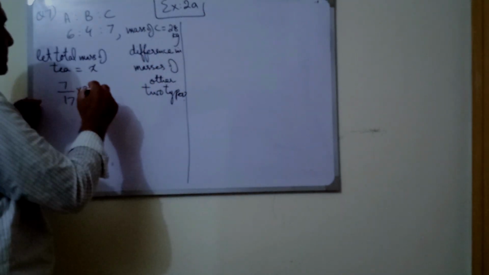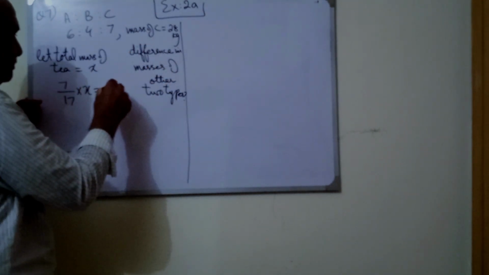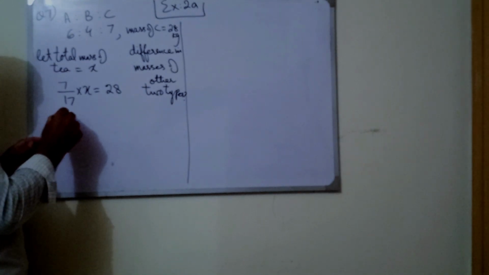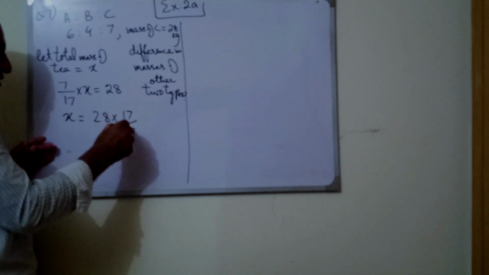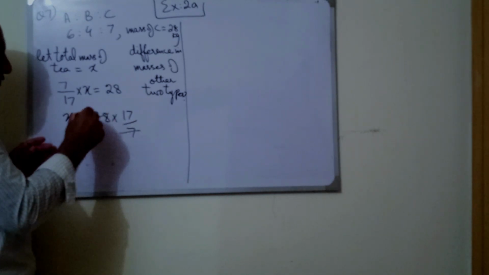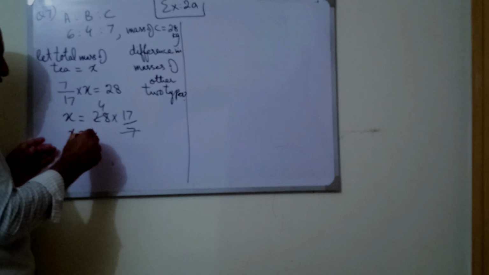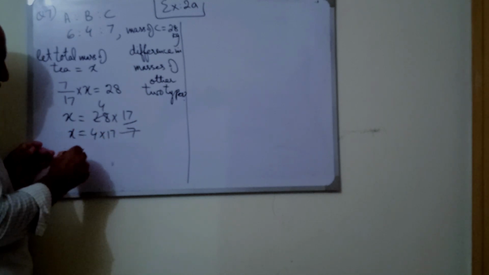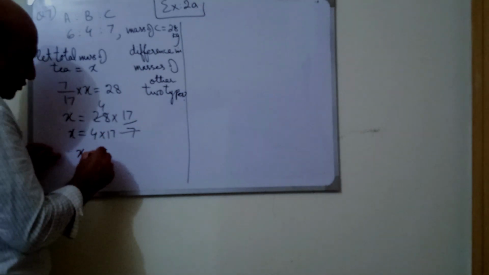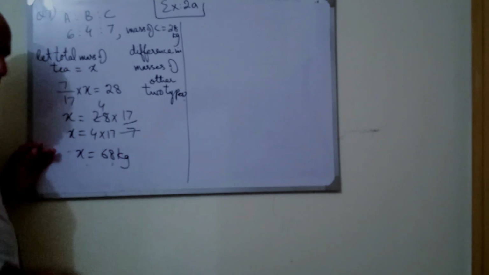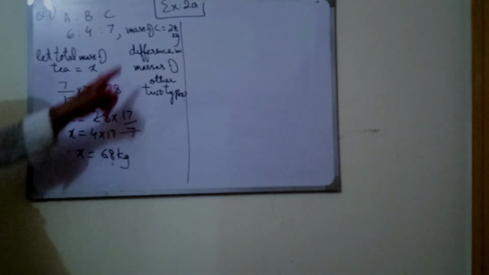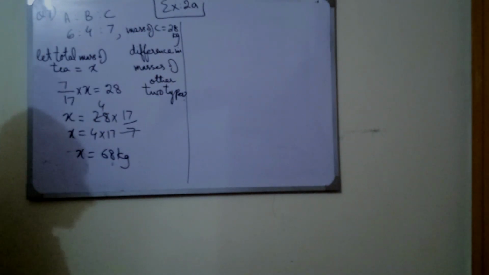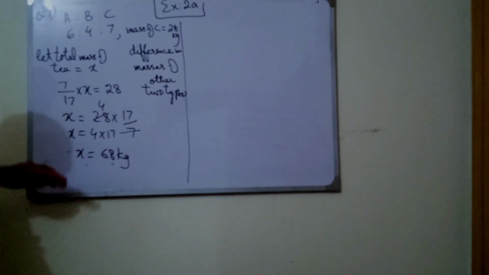Here the mass of the C is 28, right? So X is equal to 28 into 17 over 7. So here 7 4s are 28, so 4 into 17, so we have 68 kg is the total mass of the T, right? And from this, 28 kg is the weight of the C. Now we find the weight of the A and B.